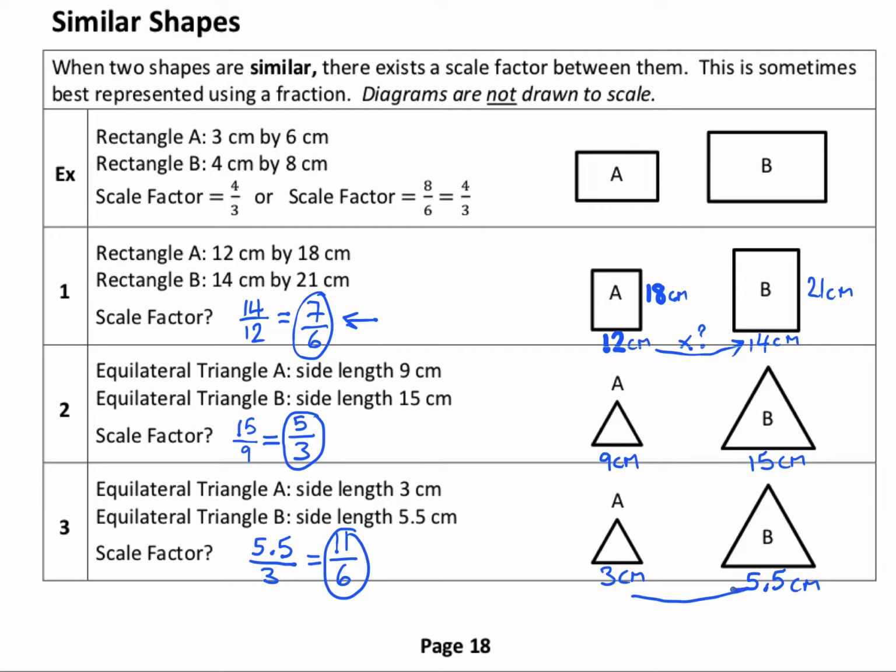That's what this got times by. And you can check that if you've got your scientific calculators, you've got your fraction button, try timesing 3 by 11 over 6 and see if you get this.